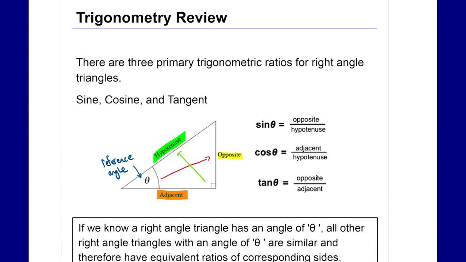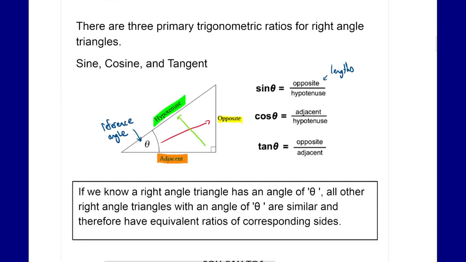Sine of an angle is equal to the opposite side divided by the hypotenuse. So these are referring to the lengths of each side. So the opposite side divided by the hypotenuse. Cosine is adjacent over hypotenuse, and tan is opposite over adjacent.